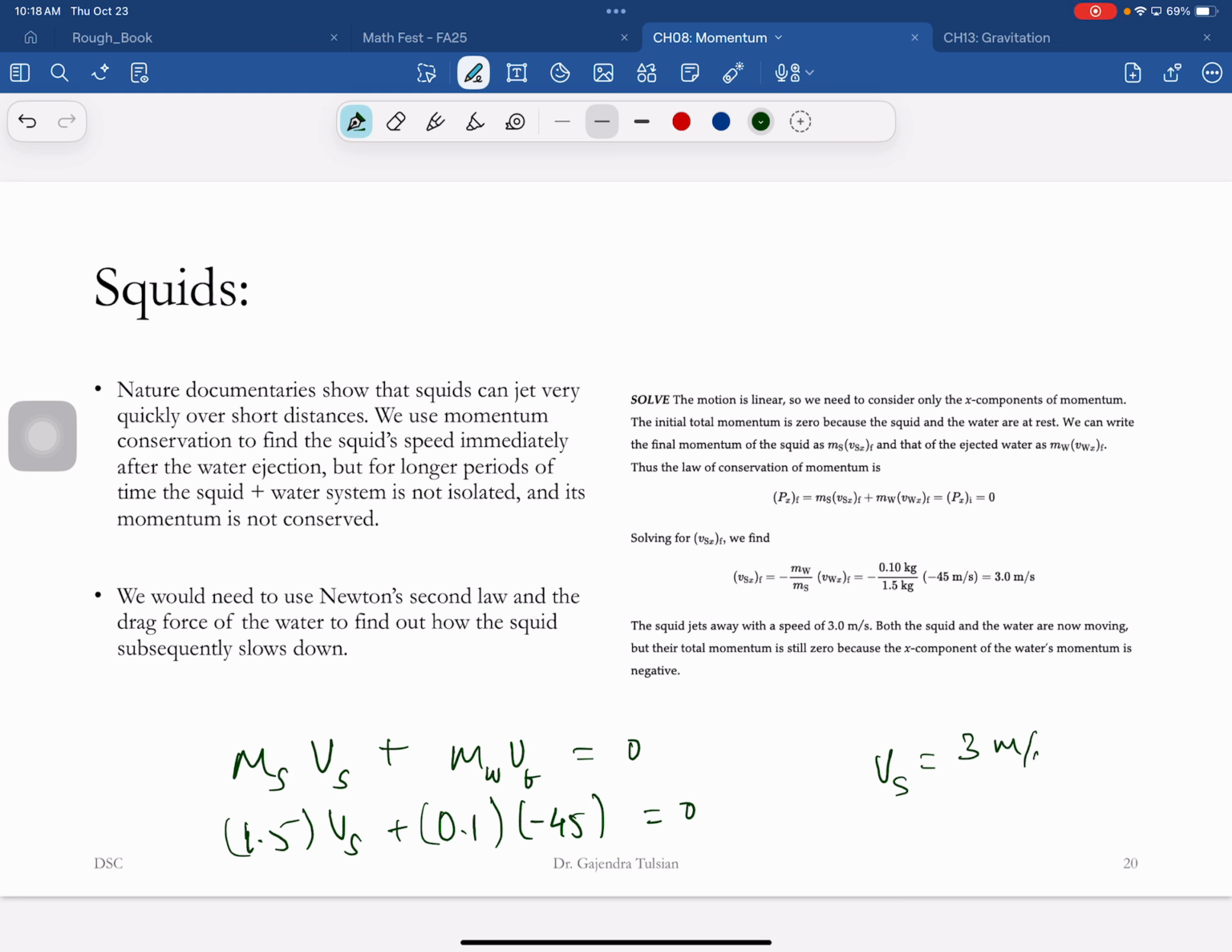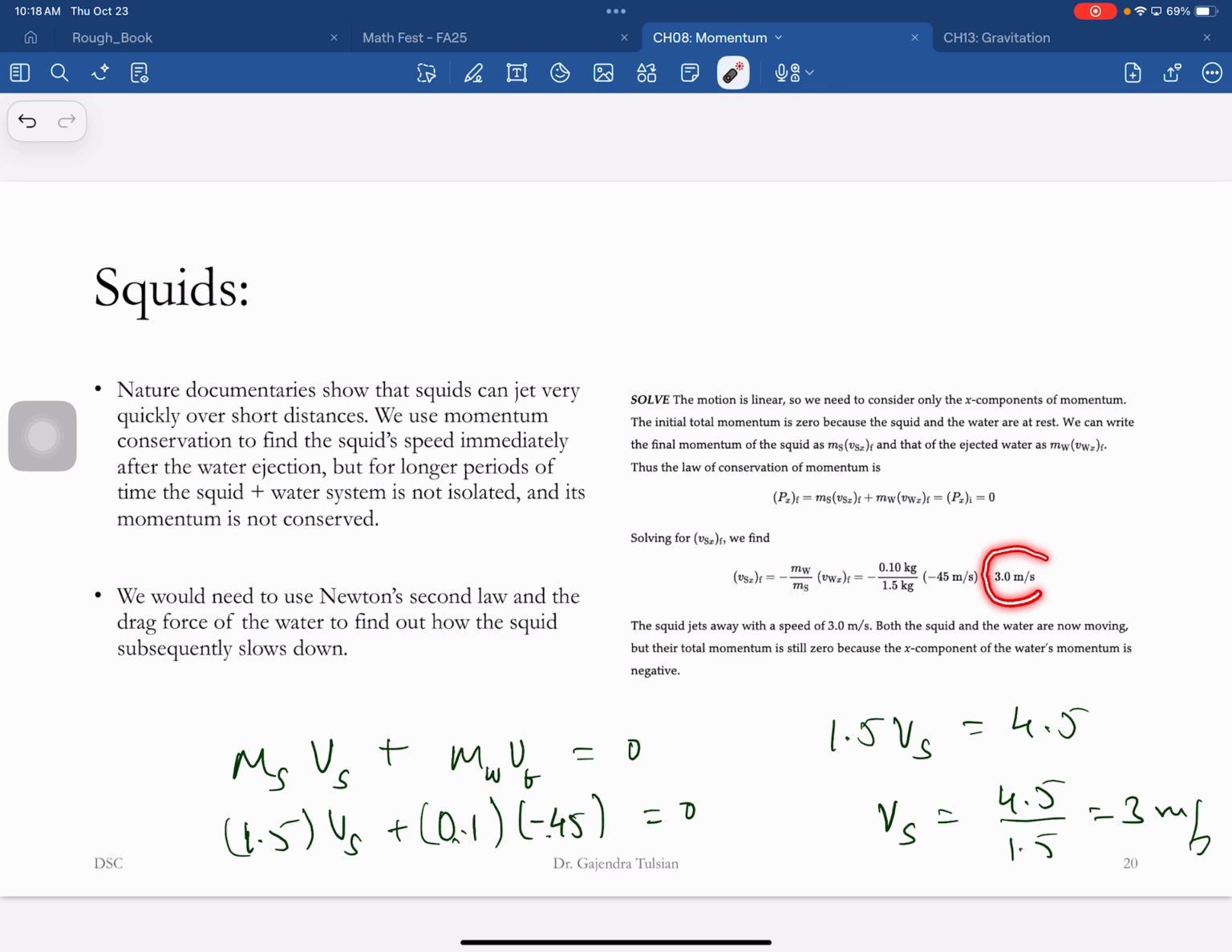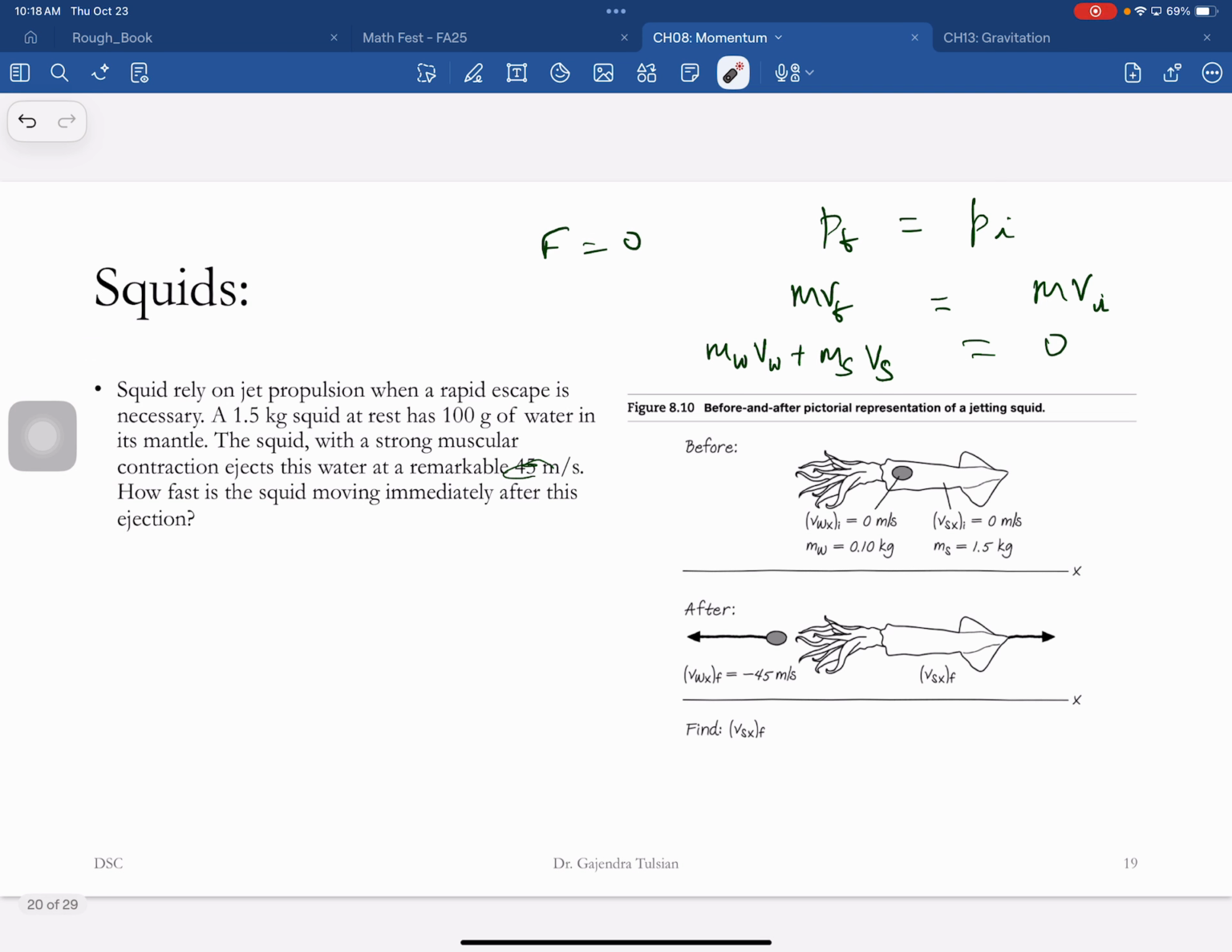All right, let me do the calculation. This times that is 4.5. I'll bring it to the right. So 1.5 times the velocity of the squid is 4.5, and the velocity of the squid is 4.5 divided by 1.5, which is 3 meters per second. So the squid goes off at 3 meters per second. Usain Bolt runs at 10 meters per second, so this is 1/3 his speed. The squid takes off at 3 meters per second.